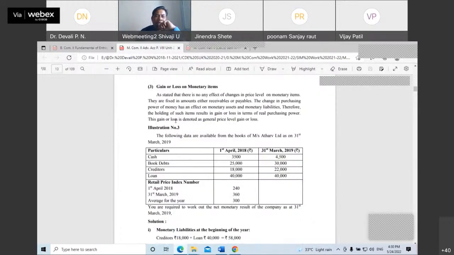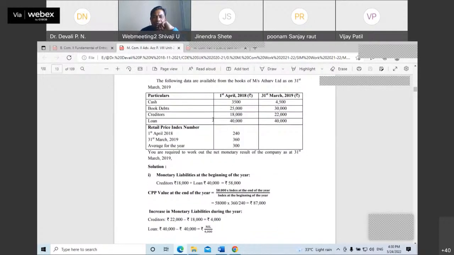Okay. Now there is a gain or loss on monetary items. How are you going to consider whether we are suffering a gain or loss on monetary items? That is why we are taking one example into consideration, to determine the steps 1, 2, 3 under the monetary items. Now see how you are going to understand the particular example. This is the information related to Messer Atharv Limited on 31st March 2019. This was the past position.